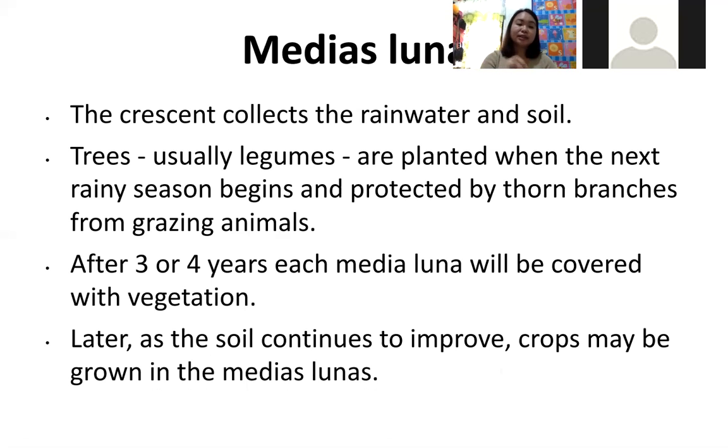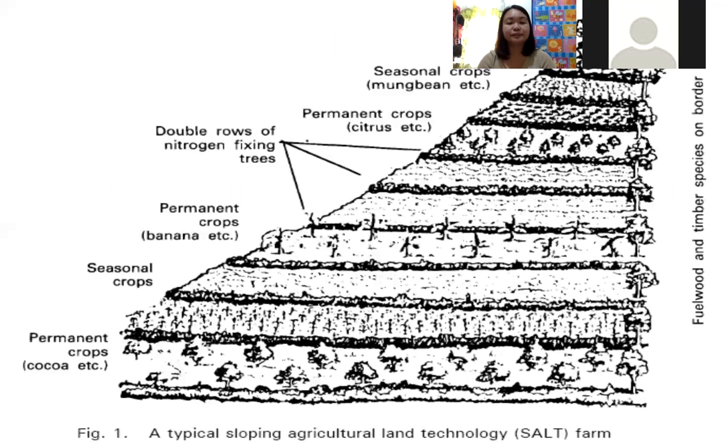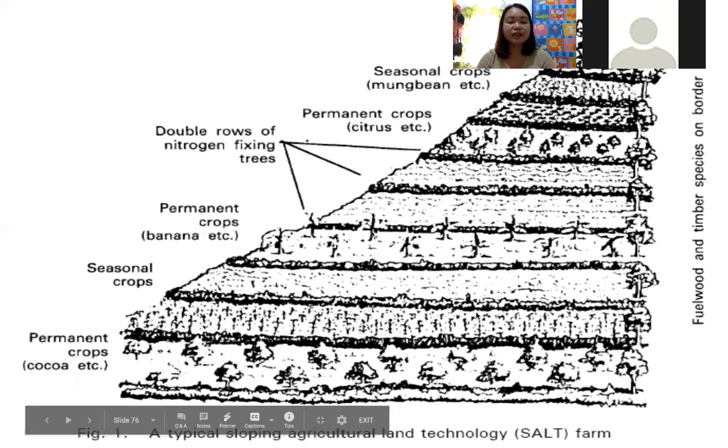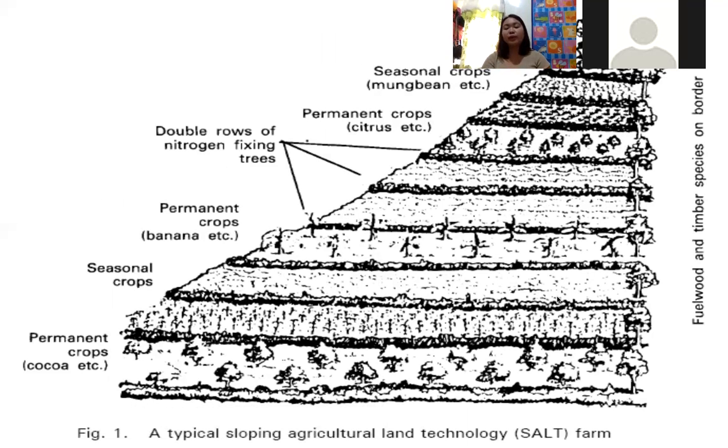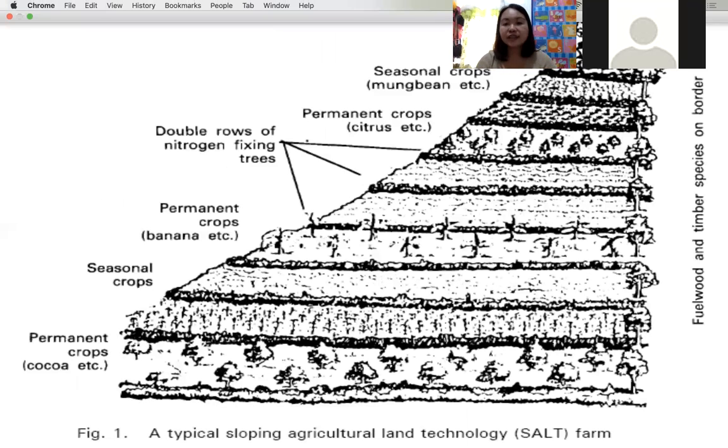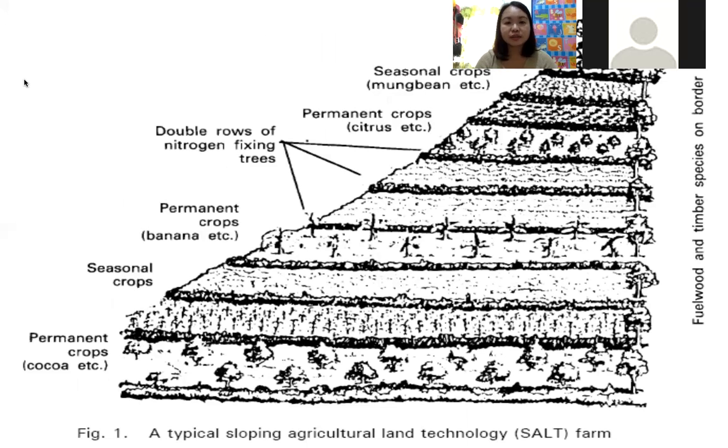Medias lunas is a Spanish term, although this is in Bolivia, in South America, where they are Spanish speakers. They call it medias lunas, but the form is actually a crescent. And this is another typical sloping agricultural land technology, which we call SALT or farm. So have you seen this before, Oliver?